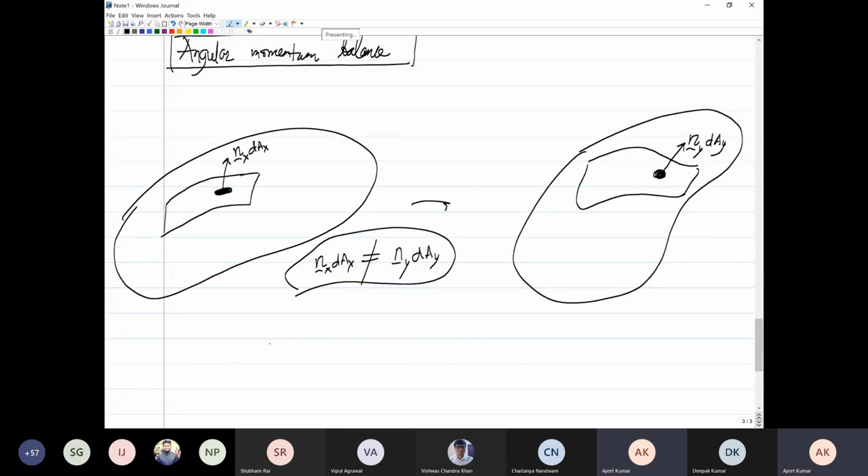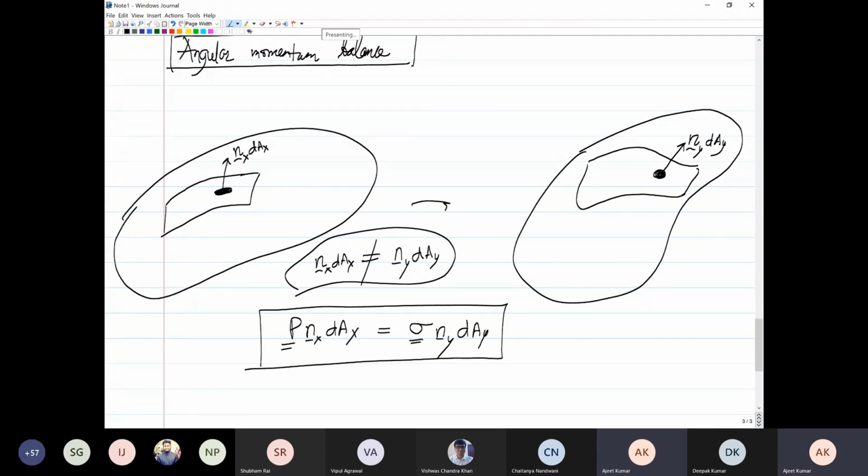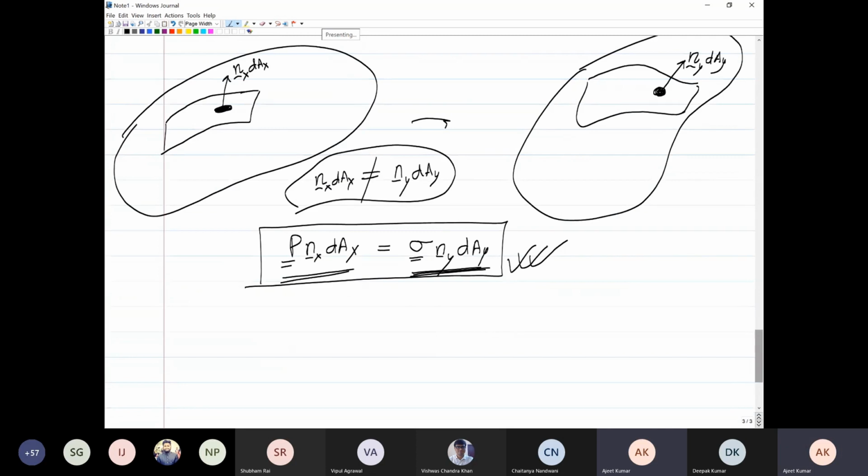But what we are saying now is that the quantity P, we want to bring it in such a way that P times n_X dA_X is equal to sigma times n_Y dA_Y. So this P is defined that way, such that this should hold. And if that is the case, can we relate P and sigma? So you see, now I'm going in an opposite way. Suppose I want to have a P such that P times n_X dA_X is equal to sigma times n_Y dA_Y. Okay? Are you with me, Chaitanya? Yes, sir.